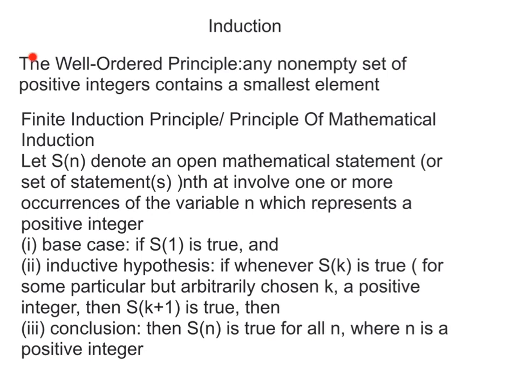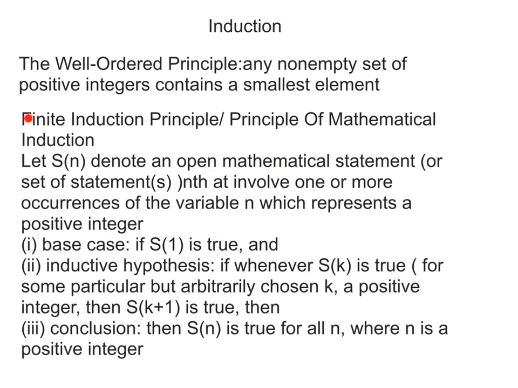We start with the well-ordered principle. Any non-empty set of positive integers contains a smallest element. The well-ordered principle does not apply to all sets. For example, the set of complex numbers. Given a set of complex numbers, we don't really compare and say one is smaller than the other. So the well-ordered principle applies to positive integers, which we will be using in induction.